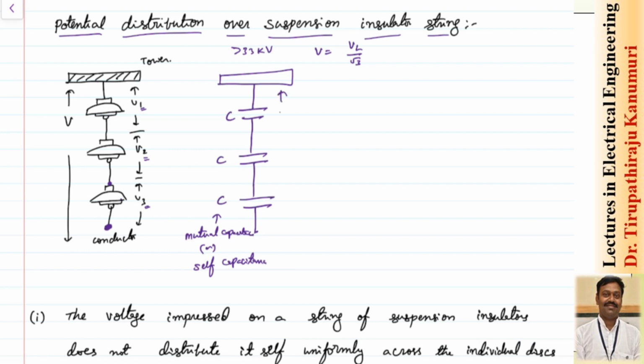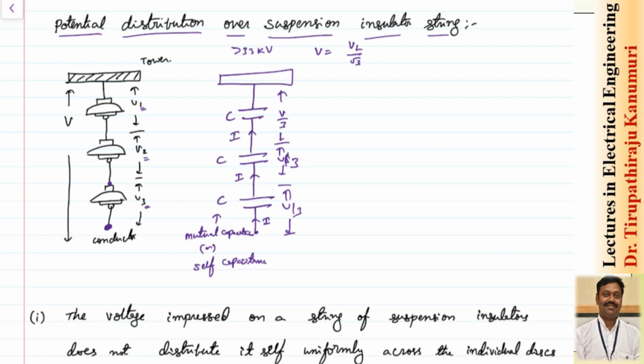Let us assume the voltage distribution. The total voltage will be equally divided among the 3 because the capacitance is the same. So here it will be V divided by 3, and similarly here V divided by 3. The voltage distribution is uniform because the charging current passing through each is the same, since all are connected in series. I hope it is clear up to now.